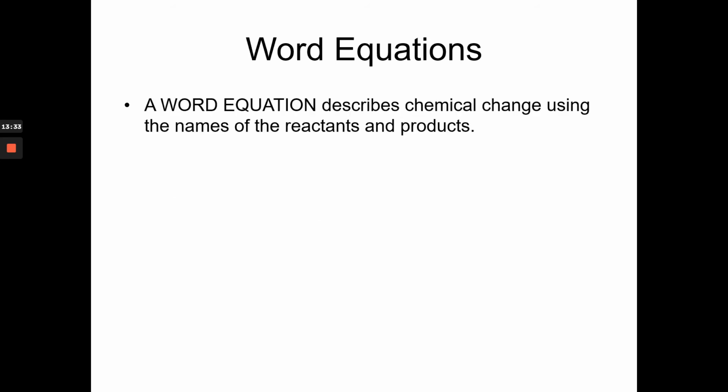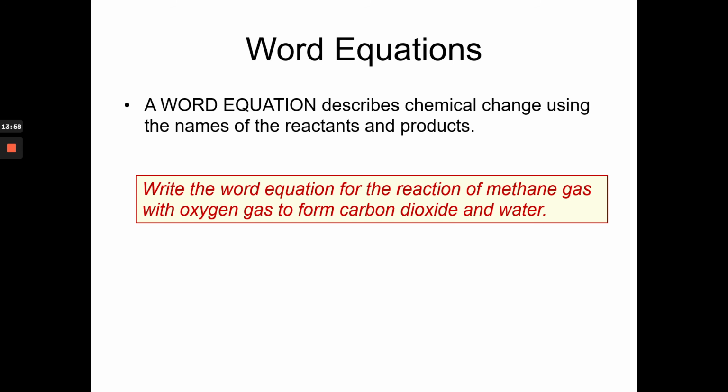All right, we're going to get into word equations here, and word equations are going to be a little bit different. They're going to be describing the chemical equation, but not using formulas, but using the words. Now, we'll actually spend more time on this, but I just want to introduce it. So it says a word equation describes the chemical change using the names of the reactants and products, right? So let's see if we can try one just so you get the feel of this.